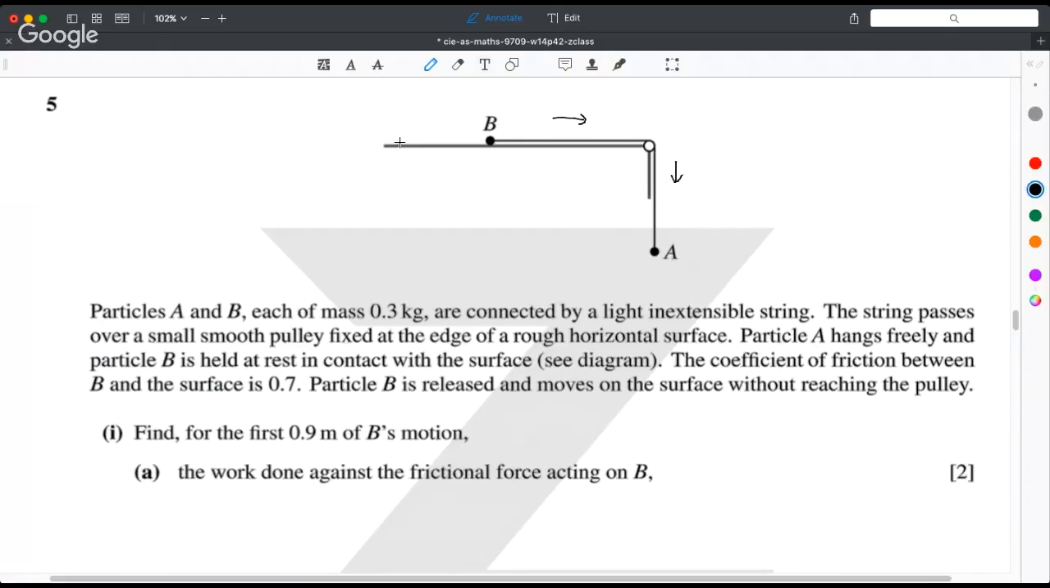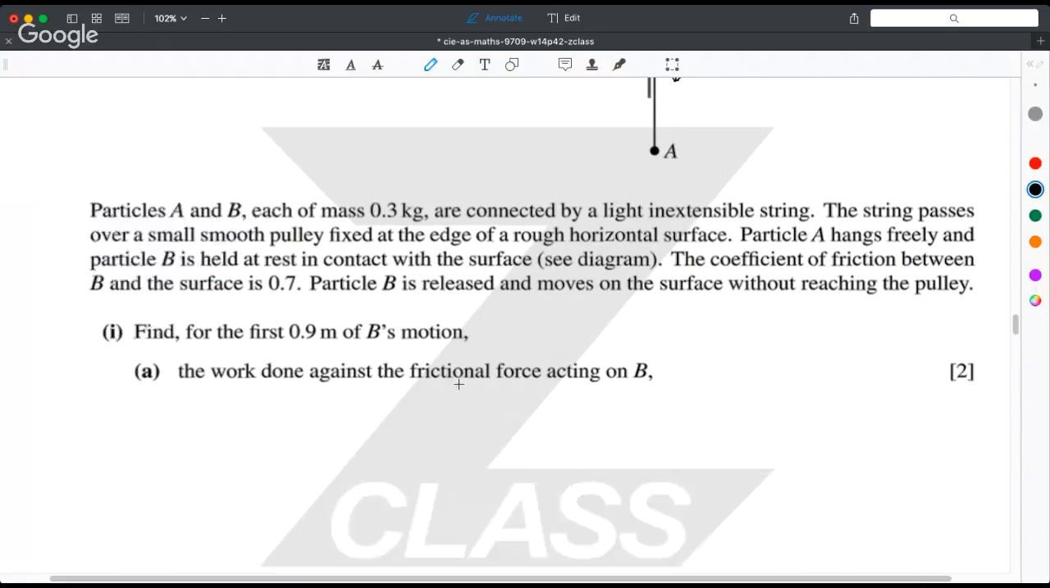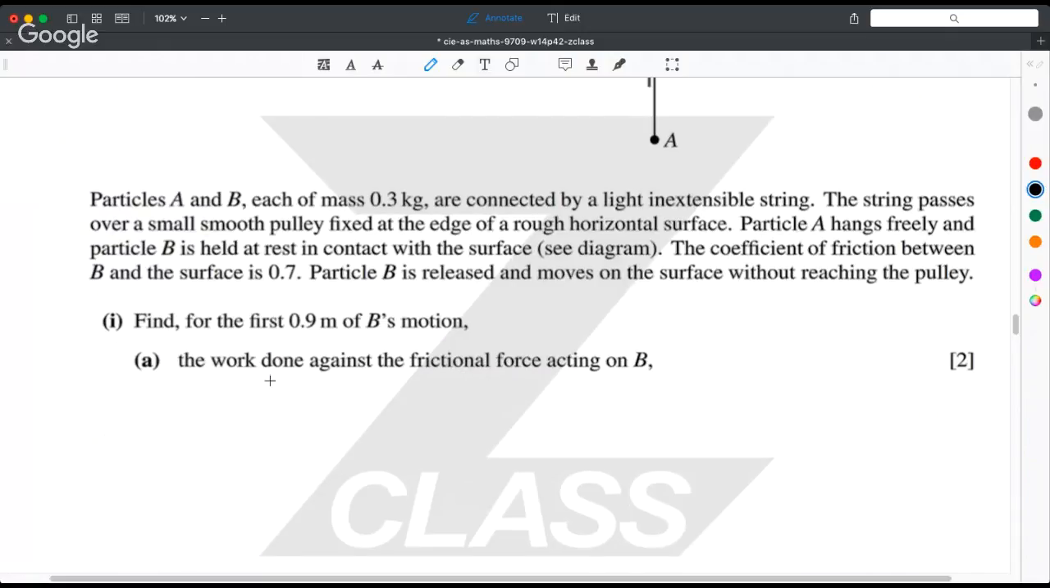So we know that the surface is rough, so there's going to be some friction, and the friction is going to be acting that way against the motion. There's obviously no friction on A because it's hanging freely. So firstly, we want the work done against the frictional force acting on B. We want to find the frictional force, which again is just mu times R, and R here is just going to be the weight of B. So that's mu m_B g, which is equal to 2.1 newtons.